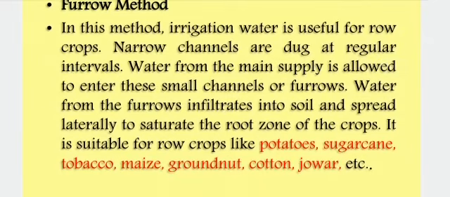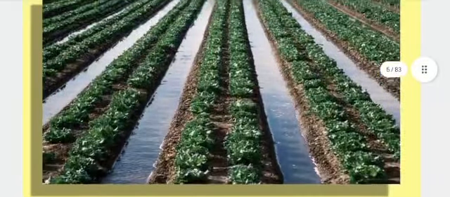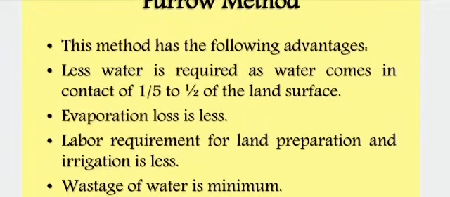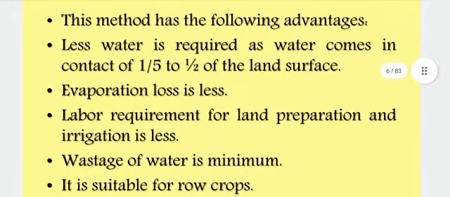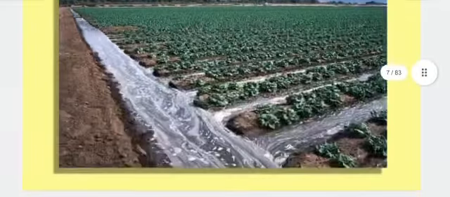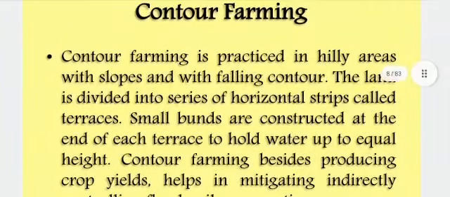So first one is the furrow method. In this method, irrigation water is used for row crops. Narrow channels are dug at regular intervals. Water from the main supply is allowed to enter the small channels or furrows. Water from the furrows infiltrates into the soil and spreads laterally to reach the root zone of the crops. It is suitable for row crops like potato, sugarcane, tobacco, maize, groundnut and java. So this is the furrow method. This is a figure for the furrow method.